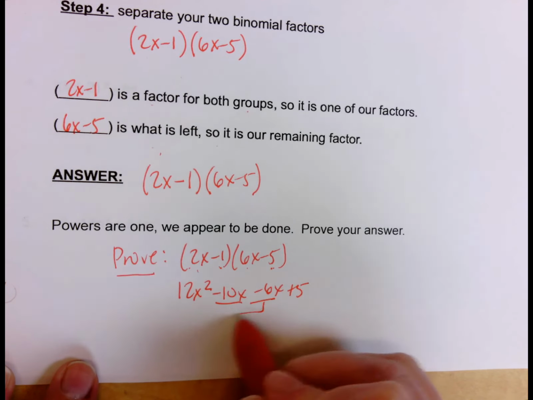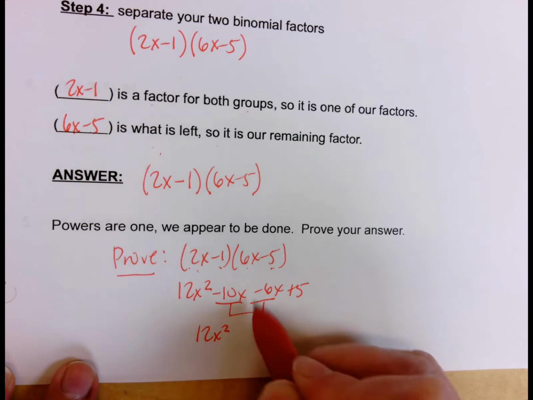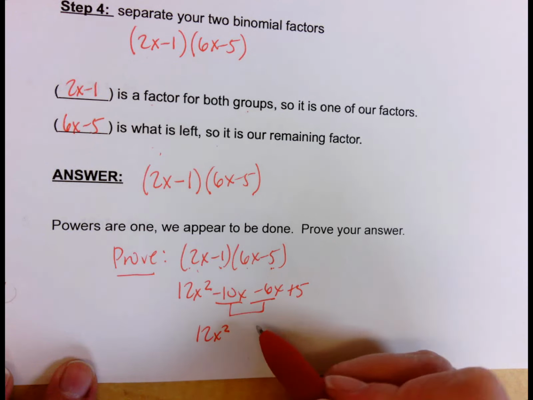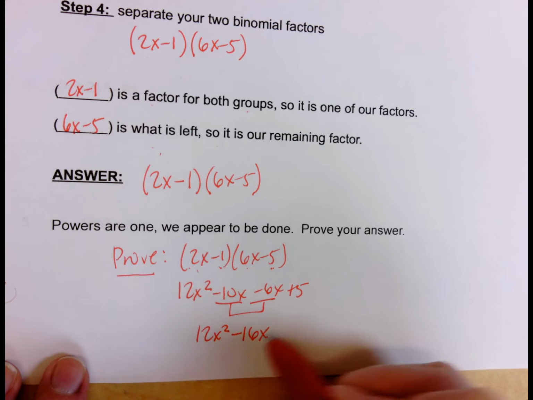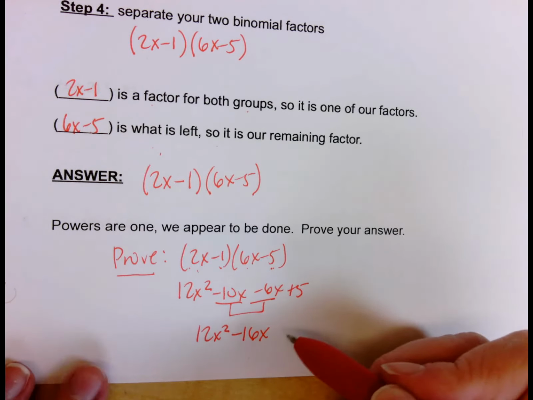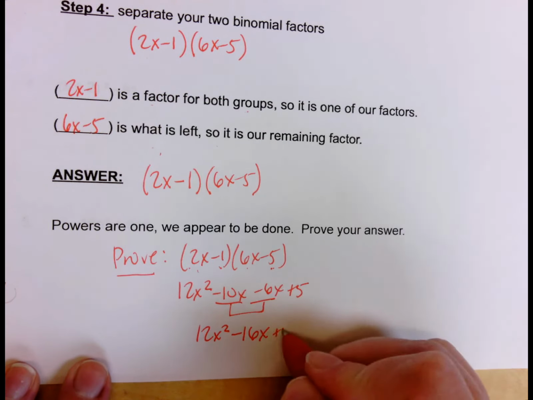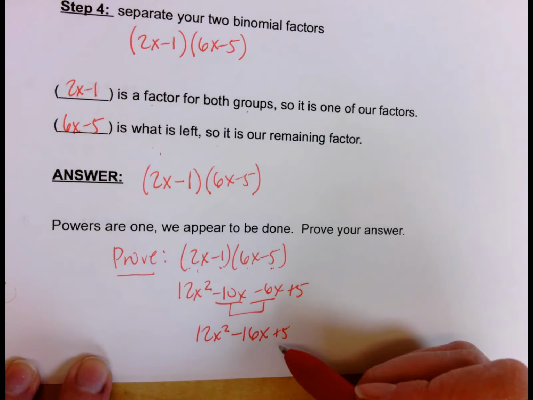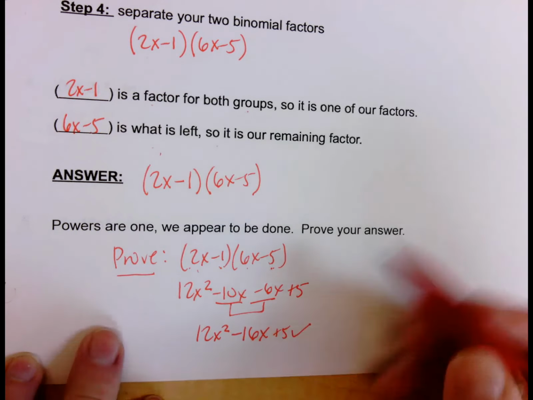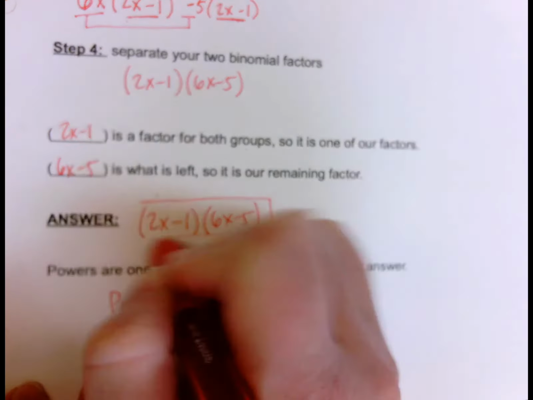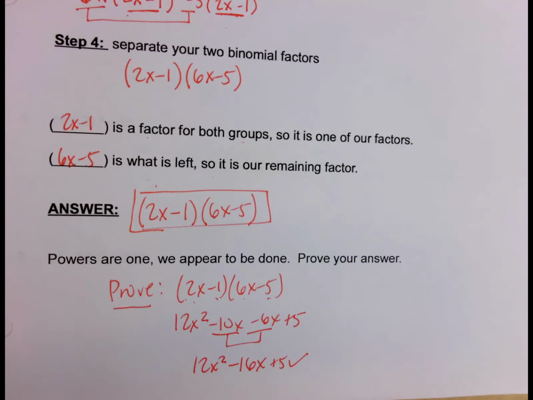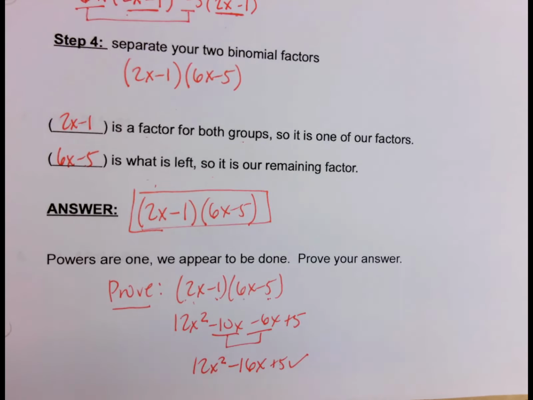Then we simplify. So 12x squared, negative 10x, and negative 6x added together become negative 16x. That's what we were reversing earlier in step 2. And then the plus 5 comes down. And this is what we started with. So that means that this, right here, are our two factors of that trinomial, okay?